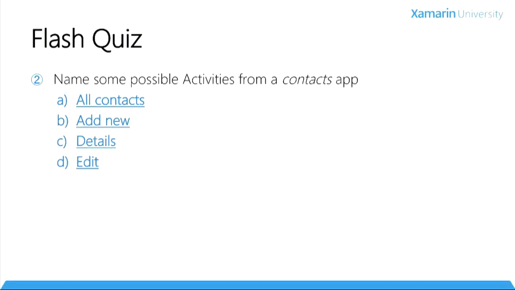So each of these is a task. Right? The first one is look at the existing contacts. The second one is add a new contact. Third one is look at the details of an existing contact, and so on. So again, the combination of a little bit of UI plus code behind for a single task makes an activity.